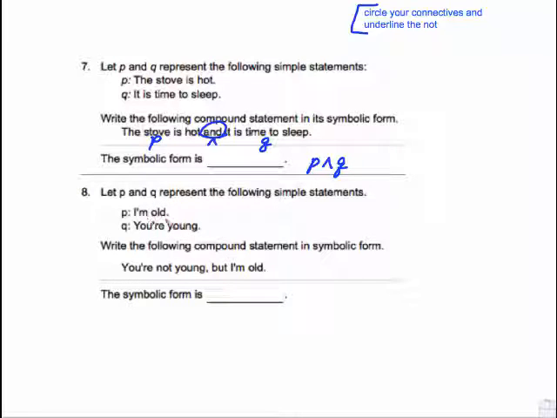Two new statements. P is I'm old. Q, you're young. Write this in symbolic form. You're not young, but I'm old. Now remember, but is like and, so there's our upside down V. You're not young means we need a tilde, and young is Q. So you're not young, but I'm old. So let's write that again. Not Q and P.